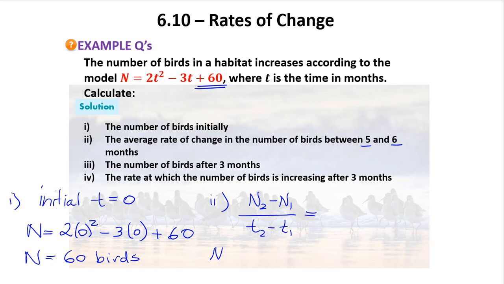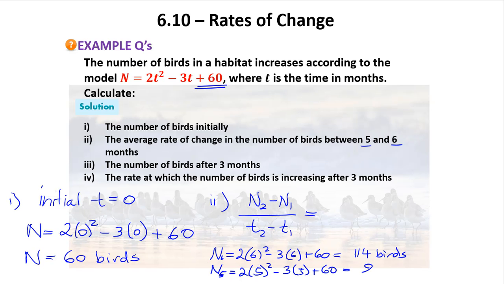So how do we work out the number of birds at 6 months? Well, we're just substituting 6 into that equation. So 2 lots of 6 squared minus 3 lots of 6 plus 60. After 6 months, there were 114 birds. I might just put a subscript 6 here and a subscript 5. After 5 months, if we substitute 5 in there, we're going to get 95 birds.